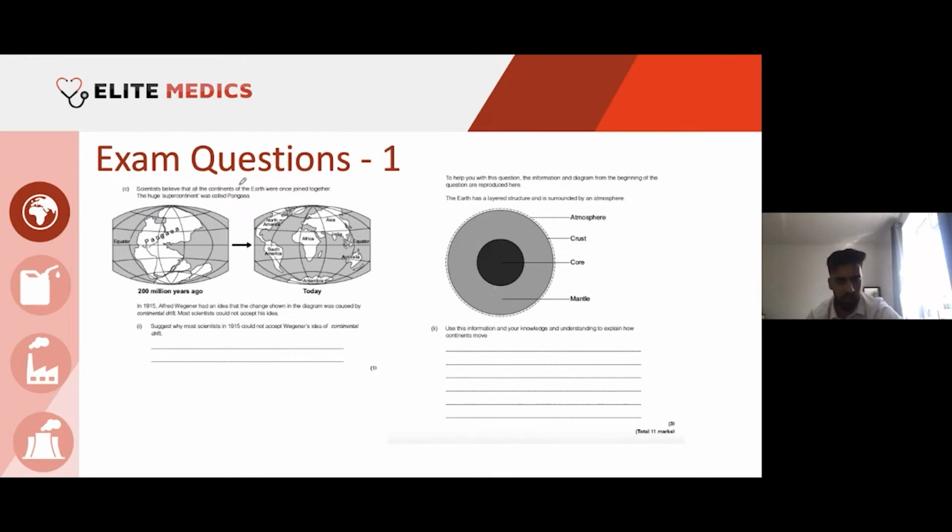Scientists believe that all the continents of the Earth were once joined together. The huge supercontinent was called Pangaea. So this is something that you may have learned in geography, actually. And this was 200 million years ago, and this is today. So this is the continents we know today. In 1915, Alfred Wegener had an idea that the change shown in the diagram was caused by continental drift. Most scientists could not accept his idea. Suggest why most scientists in 1915 could not accept Wegener's idea of continental drift.